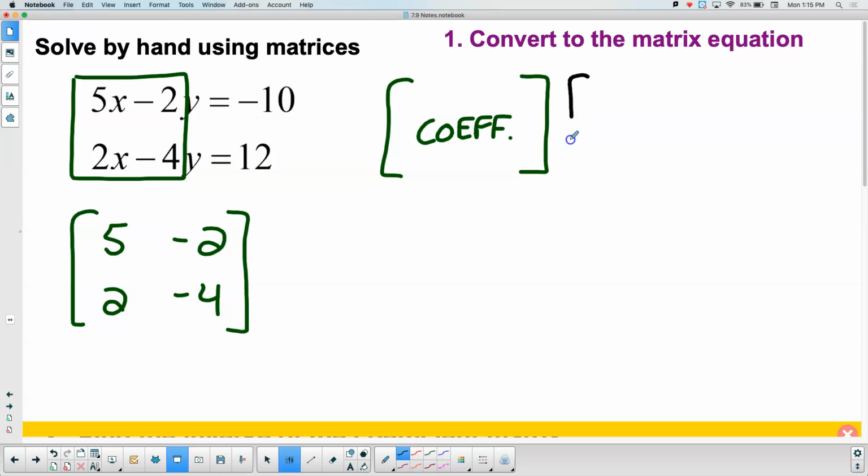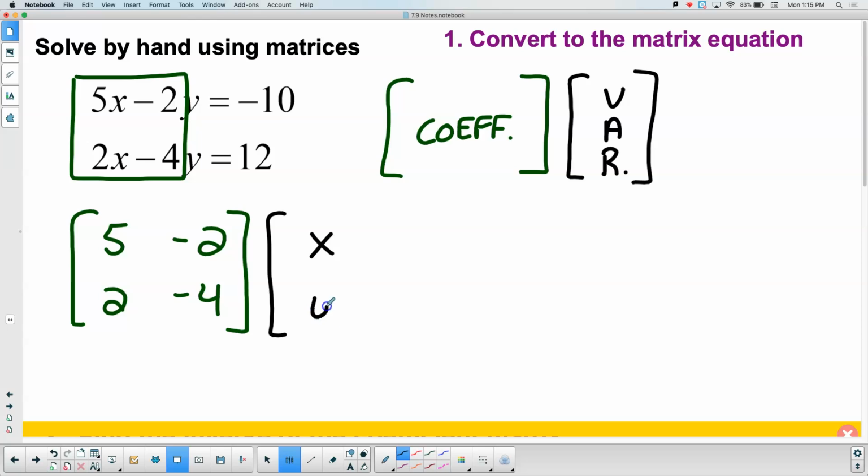Next, you're going to have a variable matrix. In this case, it's X and Y. A little side note: if I were to multiply those two matrices together, green and black, I would get 5x minus 2y and 2x minus 4y, which is the left side of my system of equations.